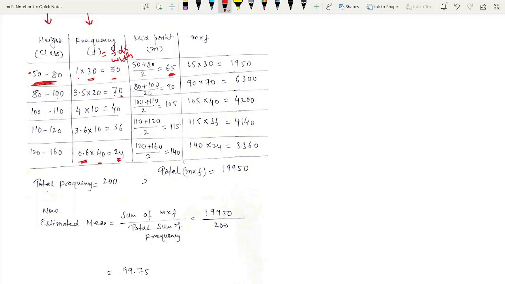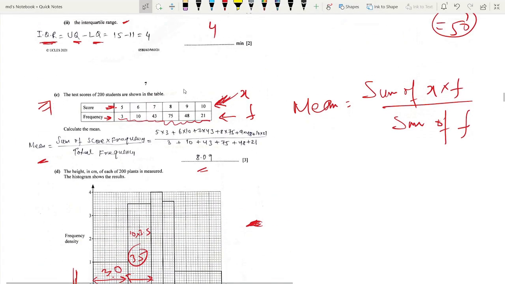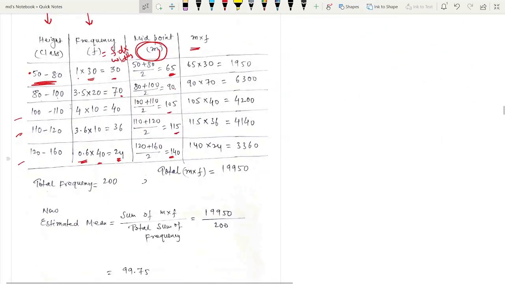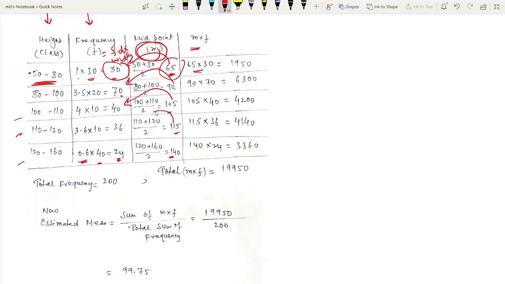Now for 100 and 110, the mid value is 100 plus 110 over 2. Similarly, this is 105. For this class, the mid value is 115. For this class, the mid value is 140. So now I have the mid values, and this is our data, and the frequency is already here. So we have to multiply them, just like before. Please check: there we also multiplied our value by the frequency, 5 times 3, 6 times 10. So here also we will multiply 65 with 30, right? So 65 times 30, you can check. 90 times 70, 105 times 40, 115 times 36, 140 times 24, right? We got this. Now we have to add all these values.